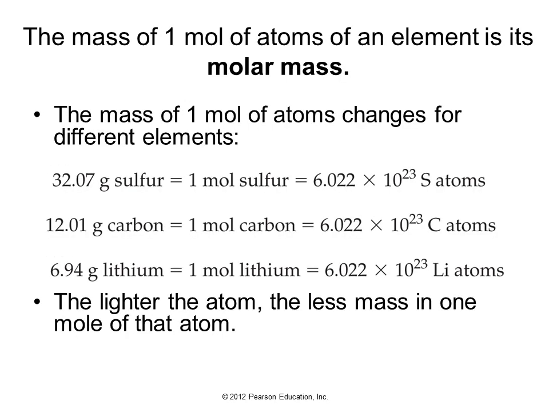The mass of 1 mole of atoms is called its molar mass. The mass of 1 mole of atoms changes for different elements. Here are some examples: it's 32.07 grams for sulfur, 12.01 for carbon, and 6.9 for lithium. You can find these numbers on the periodic table. The lighter the atom, the less mass in 1 mole.